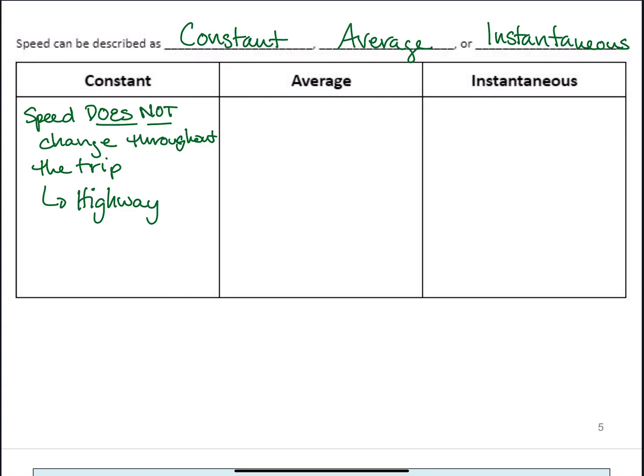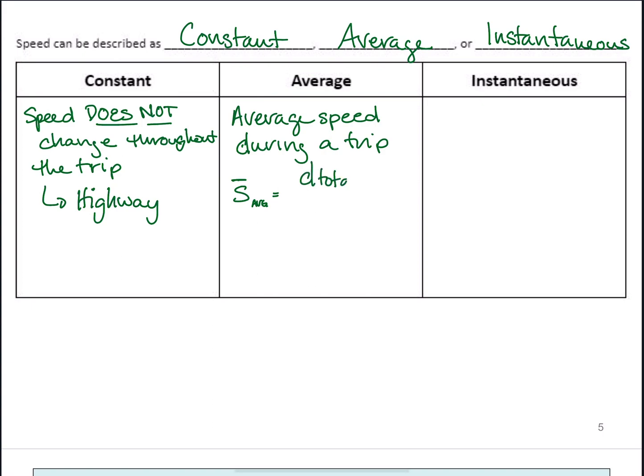All right, average speed is just exactly what it sounds like. The average speed during a trip. Now to calculate the average speed, we need a special formula. We use the S symbol again. We put a little line over it, or we write average down here. And that's equal to the total distance that you travel divided by the total time of that travel.